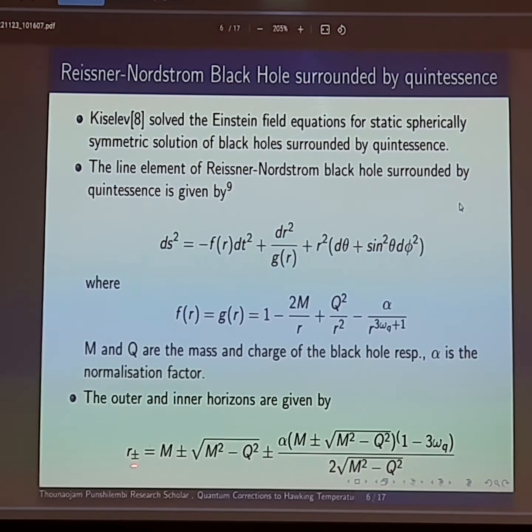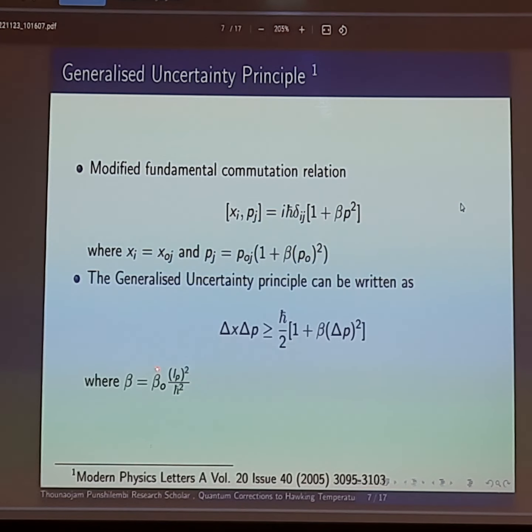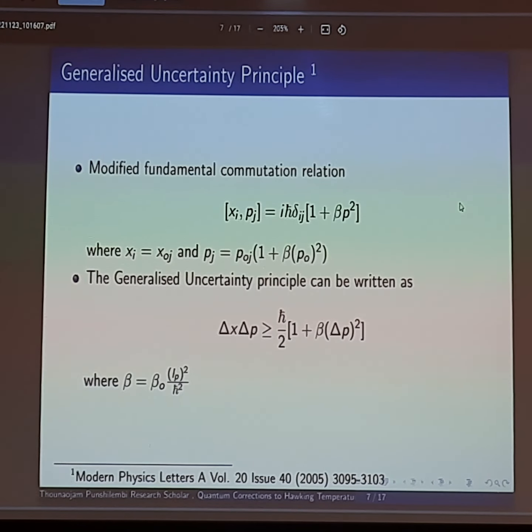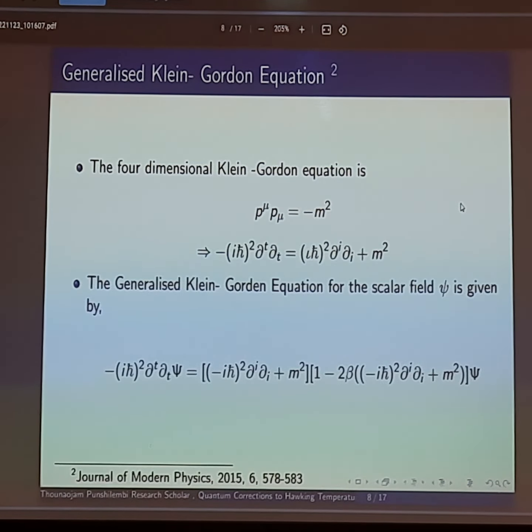Considering the quantum gravity effects, we use the generalized uncertainty principle, and the uncertainty principle gets modified to this form. Using this, we get the generalized Klein-Gordon equation, which is also modified to this equation for the scalar field psi.